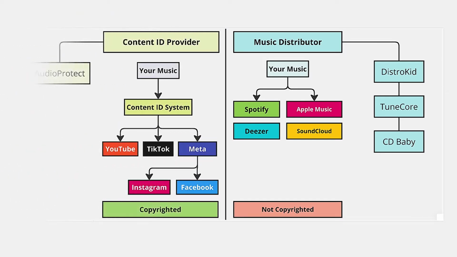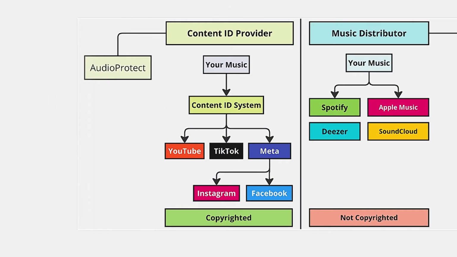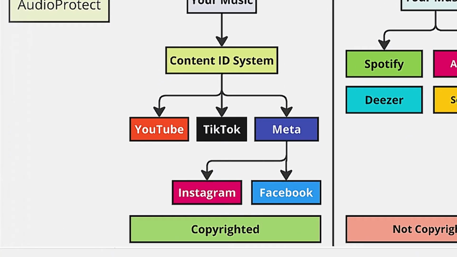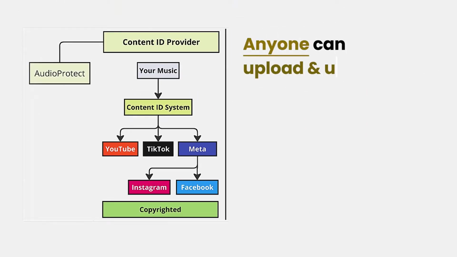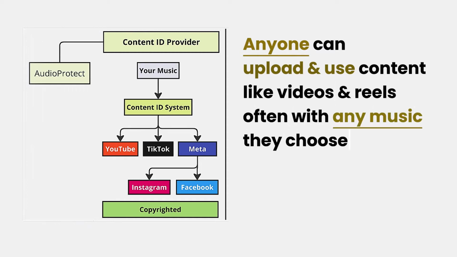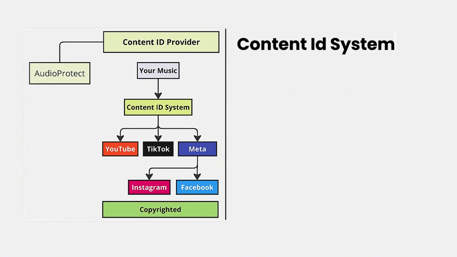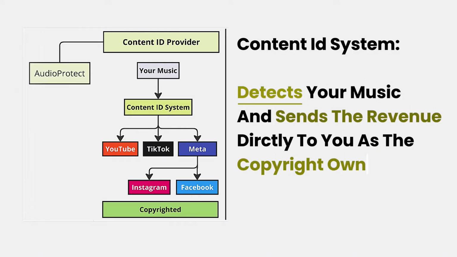A Content ID provider, however, specializes in registering your music in the Content ID systems of the 4 major user-generated content (UGC) platforms: YouTube, Instagram, Facebook, and TikTok. These are platforms where anyone can upload and use content like videos and reels, often with any music they choose. The Content ID system detects your music and sends the revenue directly to you as the copyright owner.